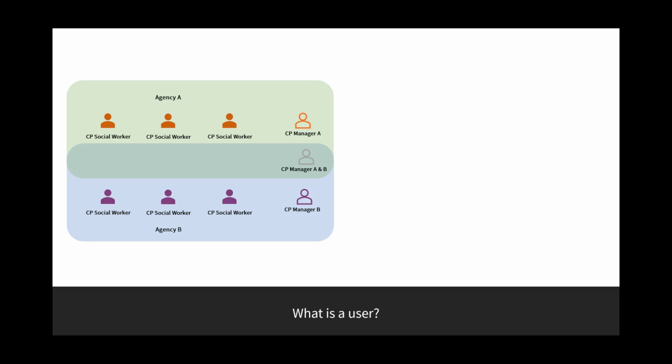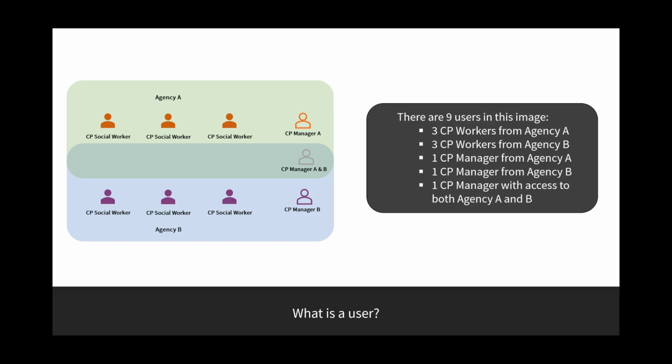creating individual users. Primero users are the individuals working for service-providing organizations and agencies who use the system. Users are the individuals using Primero who each have their own unique password and username. Each user is given access to a module of Primero, such as CPIMS Plus and GBV IMS Plus. In this example, there are 9 users.